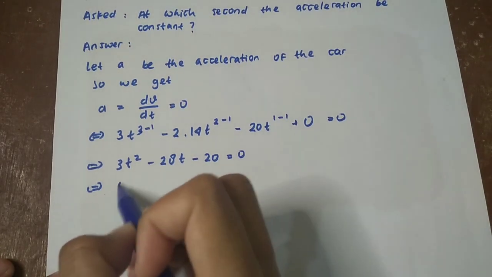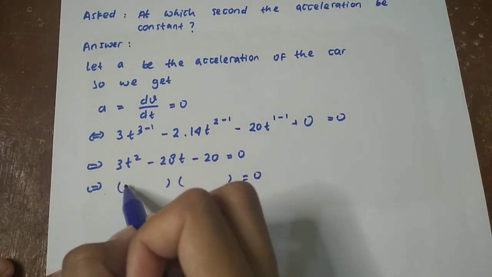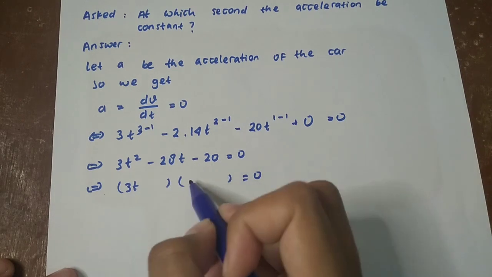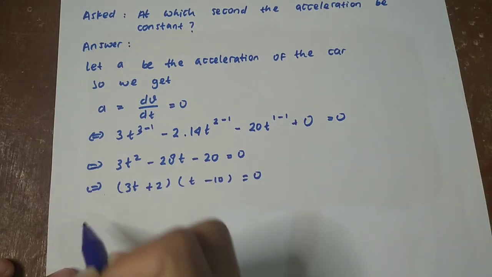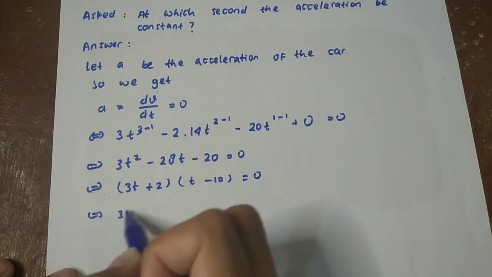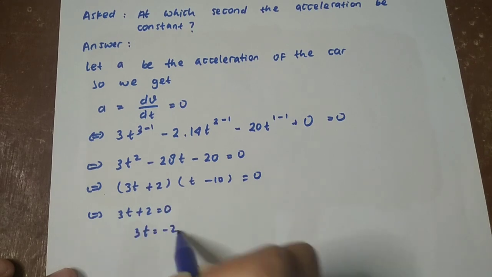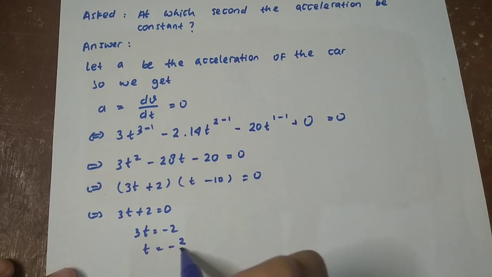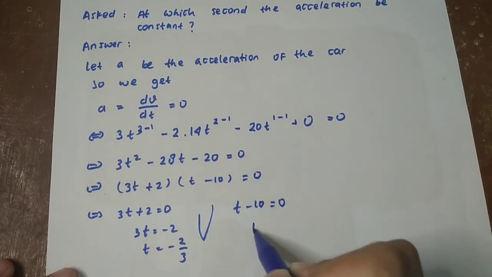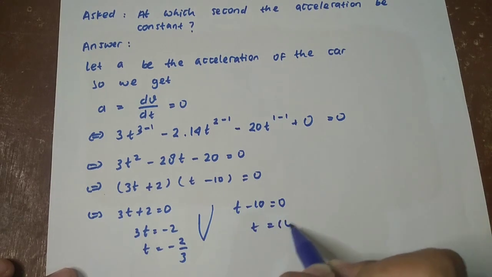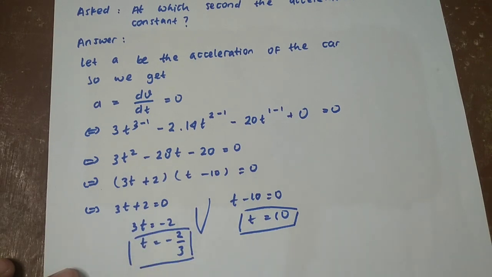We will factorize 3t squared minus 28t minus 20 equal to 0, and we get (3t plus 2) times (t minus 10) equal to 0. So for the left, 3t plus 2 equal to 0, we get t is negative 2 over 3. And for the right, t minus 10 equal to 0, so t equals 10.